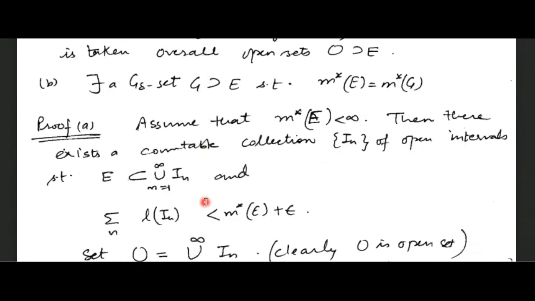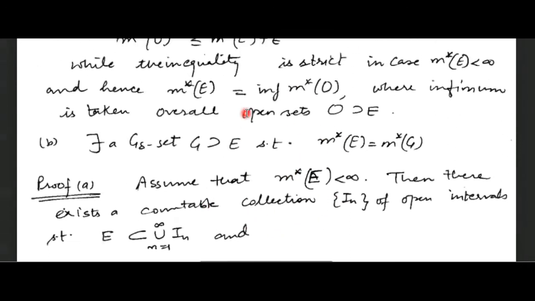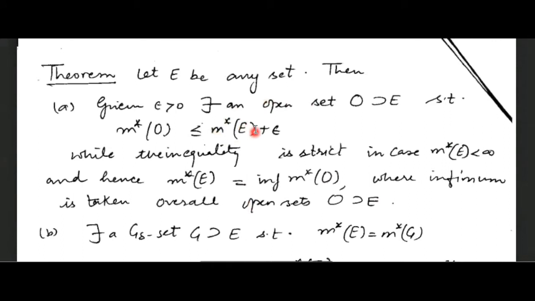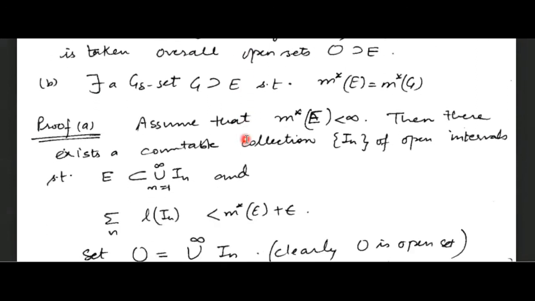Now just see the proof of it. Assume that the outer measure of E is finite. Now why? Because if the outer measure of E is infinite and O is a superset of E, then the outer measure of O is also infinite. So nothing to prove, infinity is equal to infinity. So this result holds trivially whenever the outer measure of E is infinity. So we assume that the outer measure of E is finite.